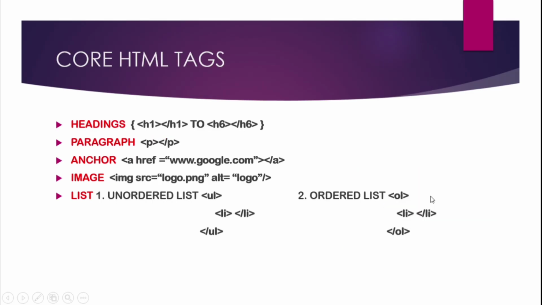So these are the core HTML tags that we have. First we have the heading tags. The heading tags go from h1 to h6, and they reduce in size as we go from h1 to h6. H1 is the largest heading tag we have, and h6 is the smallest. The font size is reduced for each heading tag: h1, h2, h3, h4, h5 and h6. In total, 6 heading tags are available.